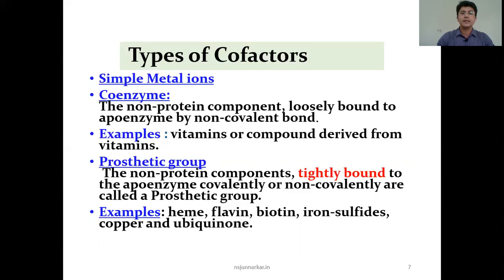Prosthetic group is another kind of cofactor. This is also a non-protein component which is tightly bound to the apoenzyme covalently or non-covalently. These are called prosthetic groups. Examples include heme, flavin, biotin, iron sulfides, copper, and ubiquinone. These are some examples of the prosthetic groups.